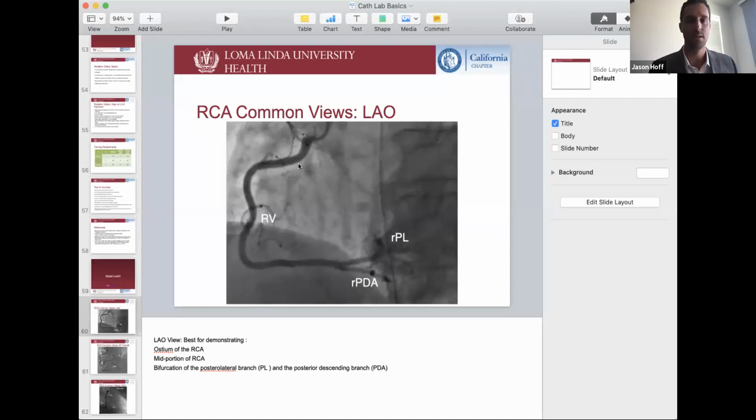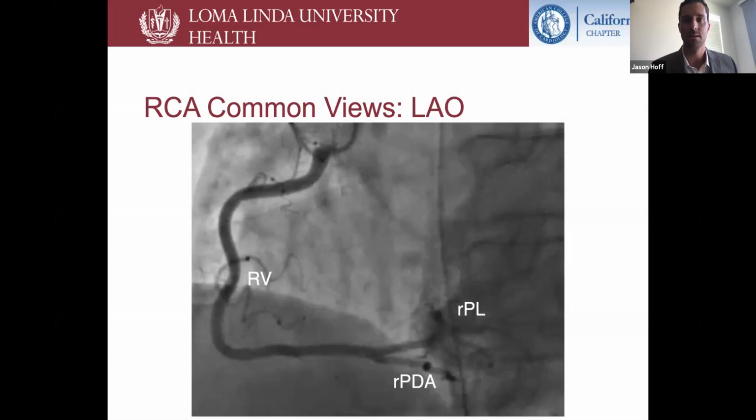Let me share one thing here first before we get into that question, because I wanted to show you guys the views of the right. Your RCA common views, this is in the left anterior oblique view, so the image intensifier is tilted over towards the left side. This view is best for demonstrating the ostium of the right coronary artery, the middle portion of the right coronary artery, as well as the bifurcation of the right posterior lateral and right posterior descending artery.